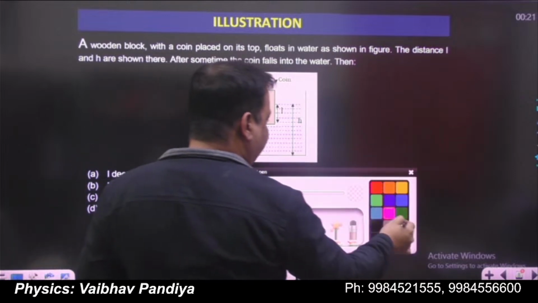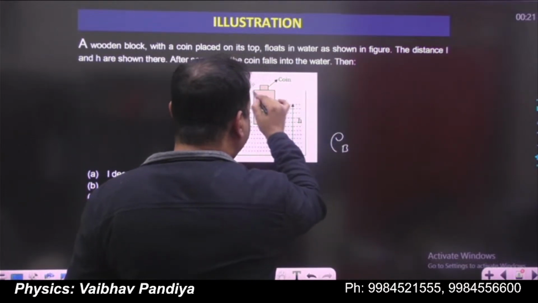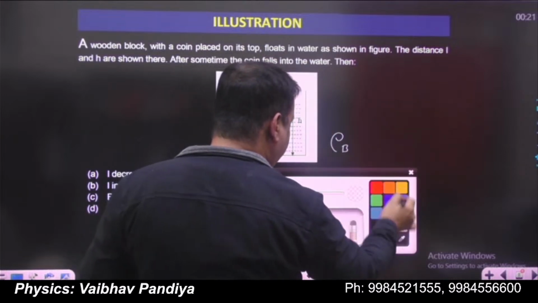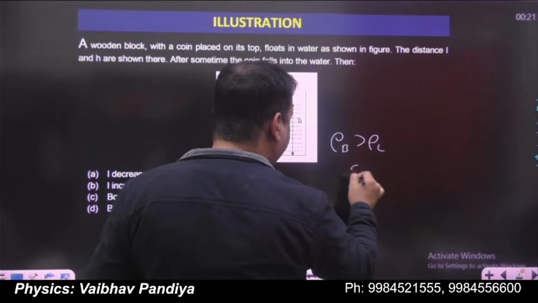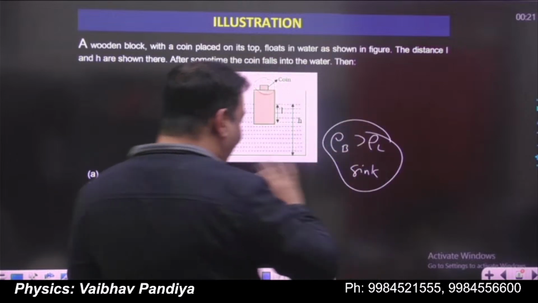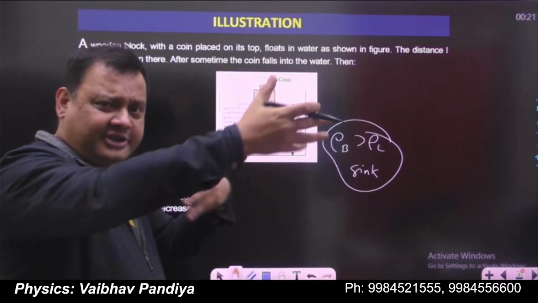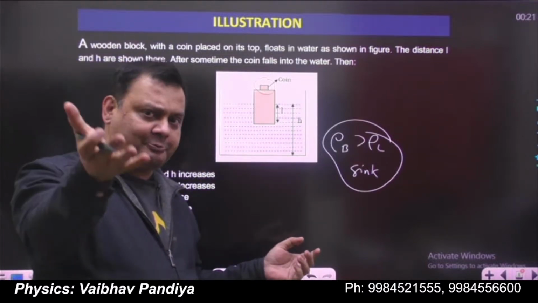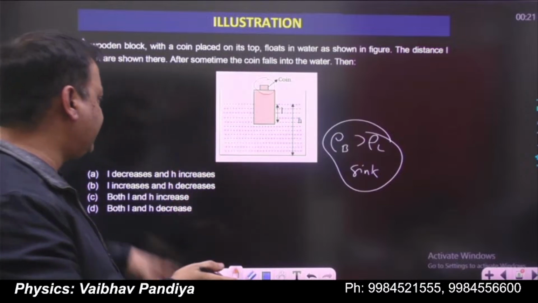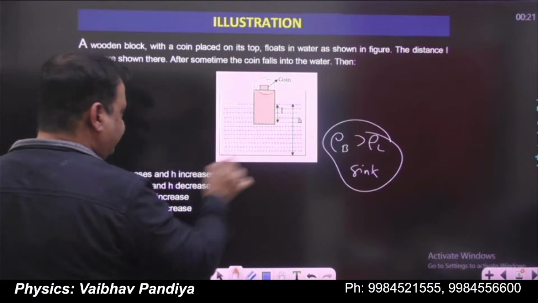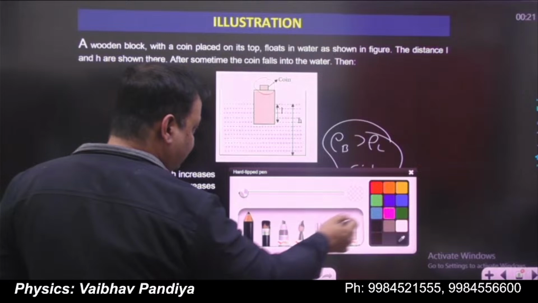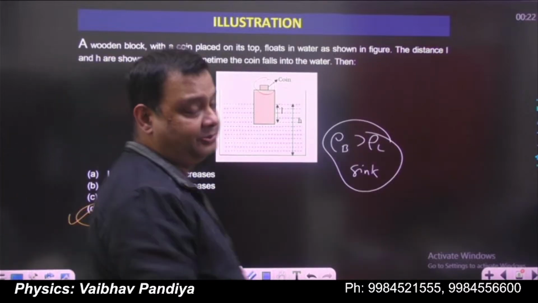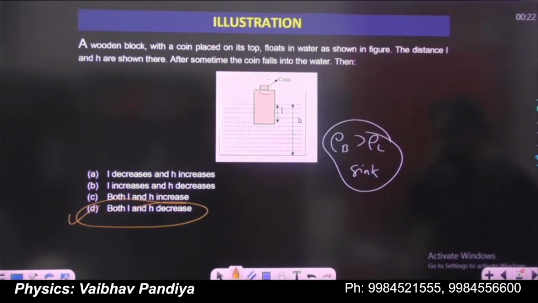So in this case, the density of the body which was earlier floating over the liquid is more than the density of the liquid, so it will sink, and no other change is taking place. No external object is brought or thrown in the liquid. So we can simply apply our fingertip point, the end result, without wasting further time. In this case, L will decrease and H will decrease. We have seen in such cases both L and H will decrease. So option D will be the correct option. Got it?